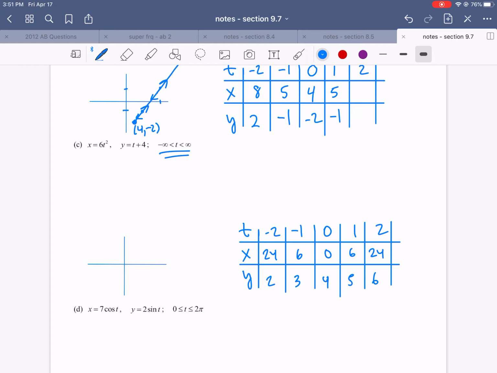Okay, so plotting those points, 24, 2 is going to be way down here on the right-hand side. And then 6, 3 will be a little further back and a little higher than that. So there is 6, 3. 0, 4 will be here on the y-axis. And then 6, 5 is going to be directly above that point that we had before. And 24, 6 is going to be directly above that very first point right there.